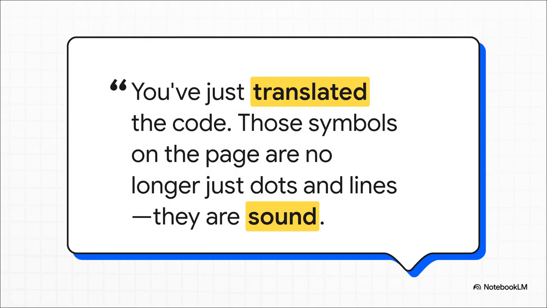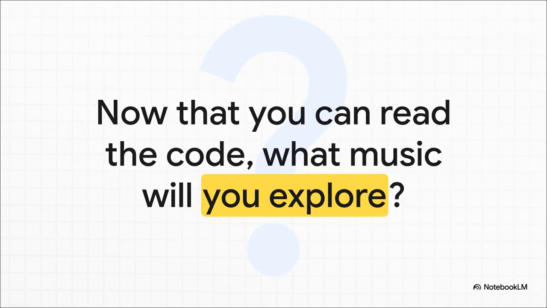You translated the code. Those symbols that looked so weird and alien just a few minutes ago are no longer just dots and lines on a page. You now know what they really are. They're sound, organized in time. You now hold the key to a universal language. You understand the 2 biggest pieces of the puzzle, pitch and rhythm. So the only question left is, now that you have this key, what music are you going to unlock first?